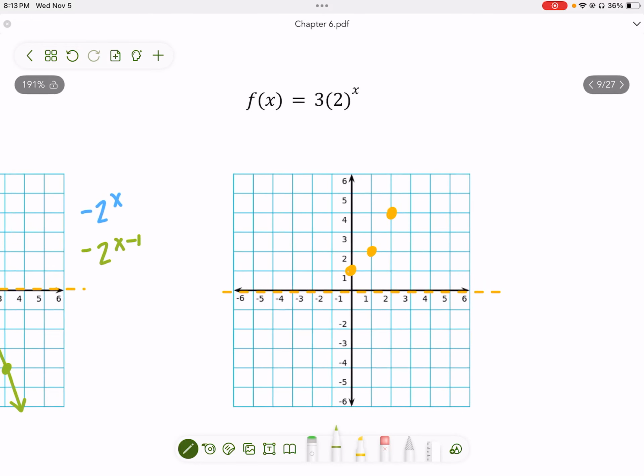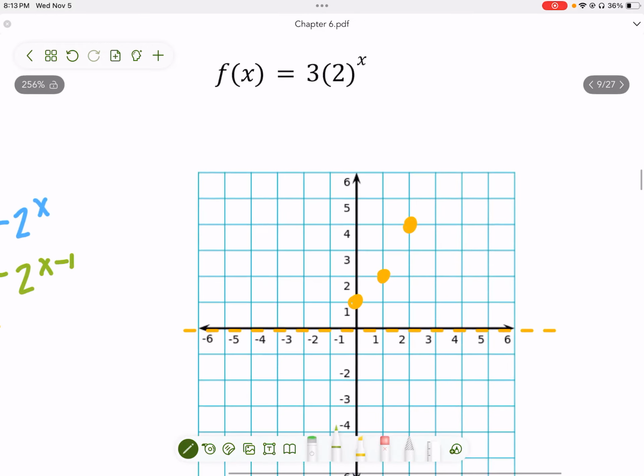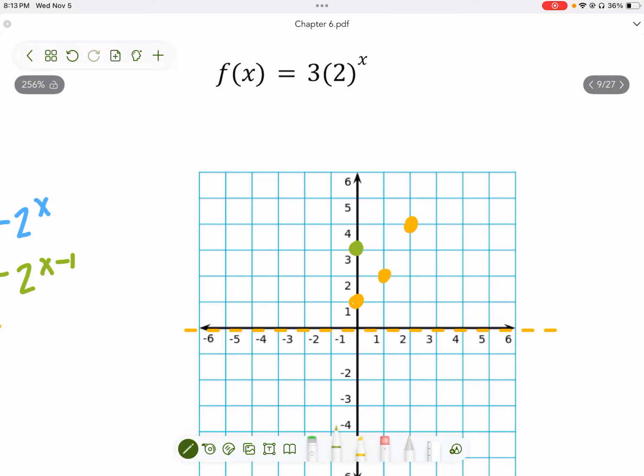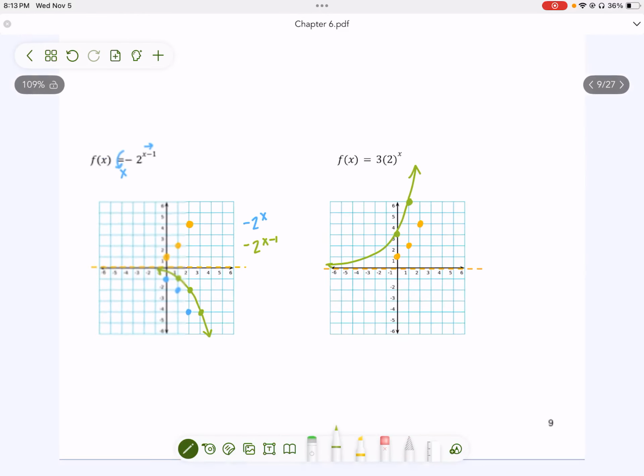Well, this is one that I think we did in the practice, so it should go pretty quick. I'm going to multiply everything by 3, and whoops, that means this is going to grow much more quickly.